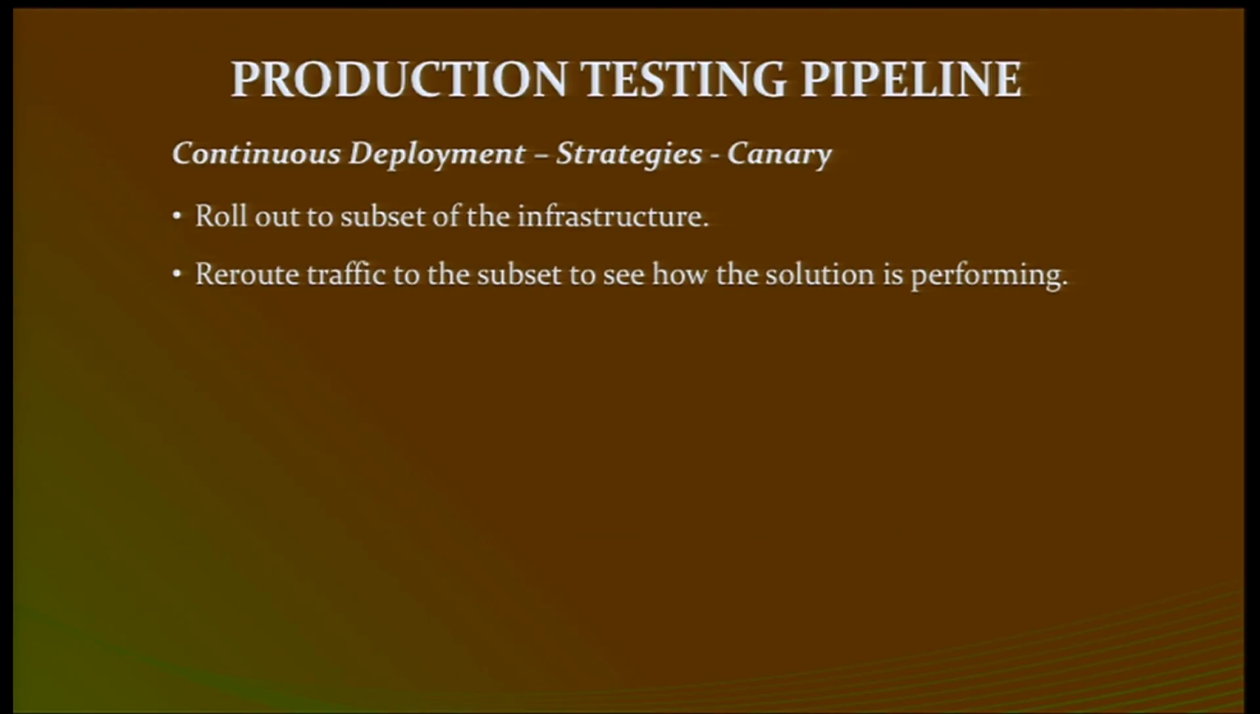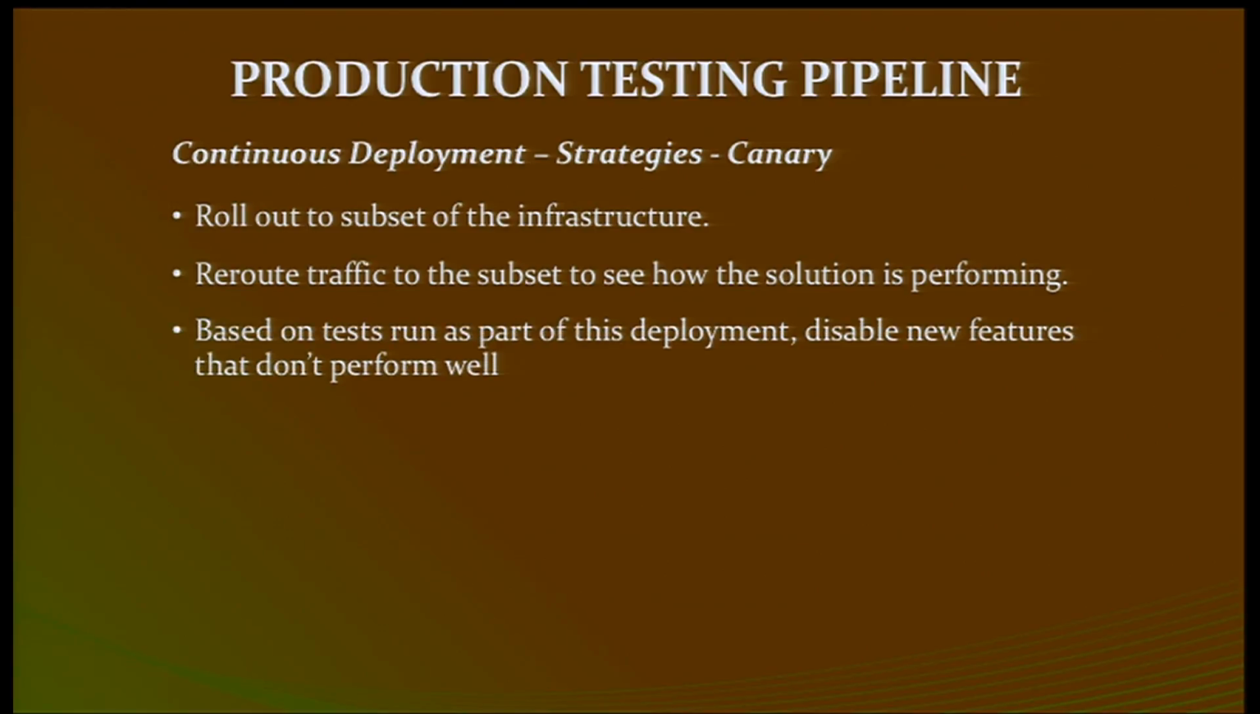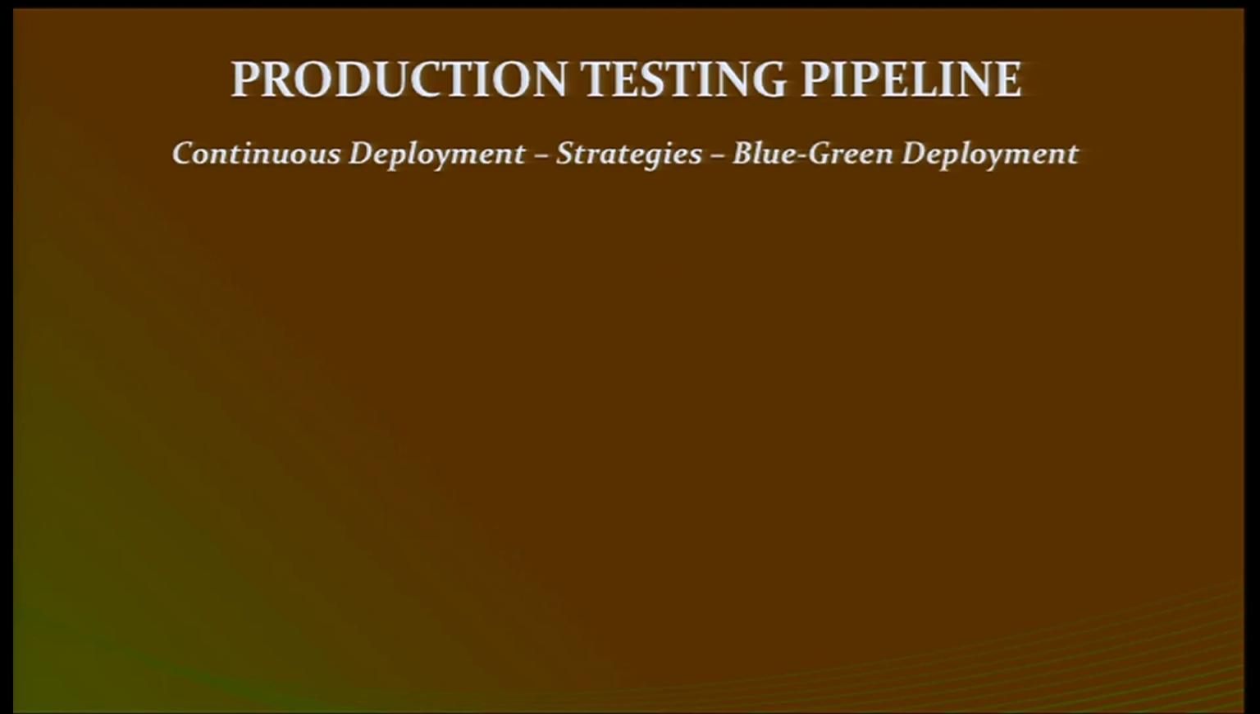Once the results from that subset of the infrastructure have been taken into account and you're confident of the feature's performance, you can then start rolling out to the rest of the infrastructure. So this involves taking individual pieces of code, having features disabled or enabled based on their performance in production, and you have the latest code running as part of the solution.